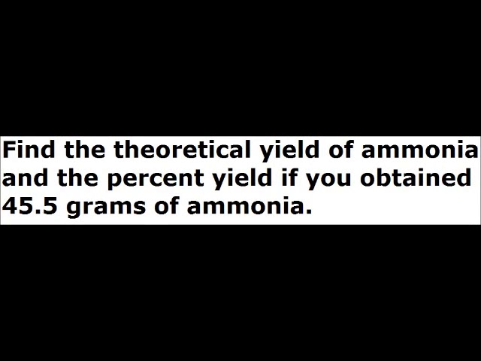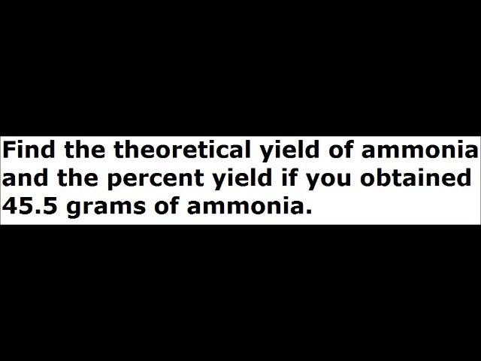Now, the next thing I want to ask is, can you find the theoretical yield of ammonia and the percent yield if you obtained 45.5 grams of NH3? So that 45.5 grams that I'm telling you here, that is your actual yield. That's what the actual yield is. So I'm telling you that's how much you obtained in the lab. So find the theoretical yield for ammonia and the percent yield, given the work you just did, if you really obtained 45.5 grams of ammonia when you ran this reaction.